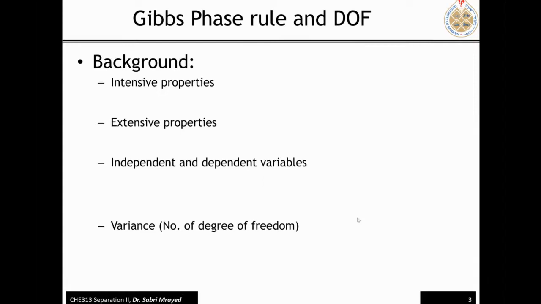So if I ask you, what are intensive properties? Any idea? Independent of the size. Yes, that's right, exactly. Thank you very much. So it is something which is not a function of the quantity. Now, can you give me an example? Temperature. Good. Temperature is not a function of the size. Any other? Pressure.